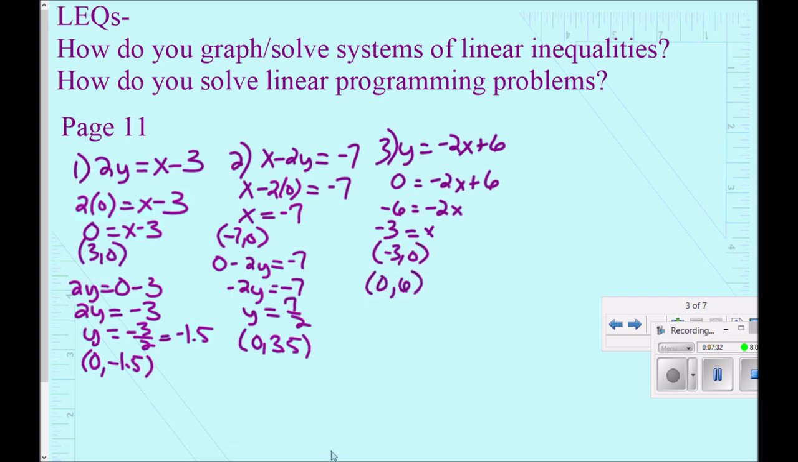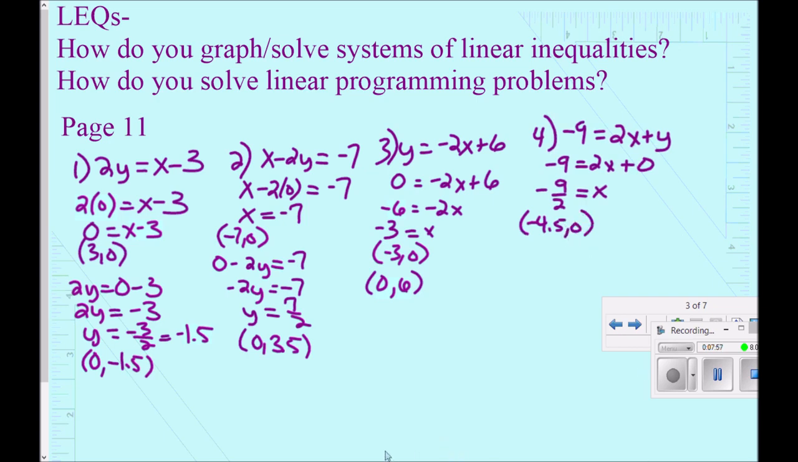And we know that the y-intercept is 0, 6 without having to do any work for that one. The last one, number 4, negative 9 equals 2x plus y. Finding the x-intercept, substituting 0 in for y. So x is equal to negative 9 halves. So negative 4.5, 0.